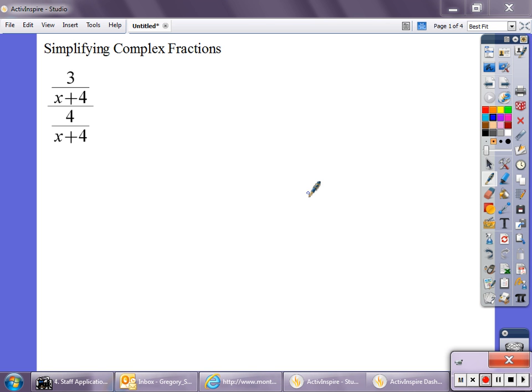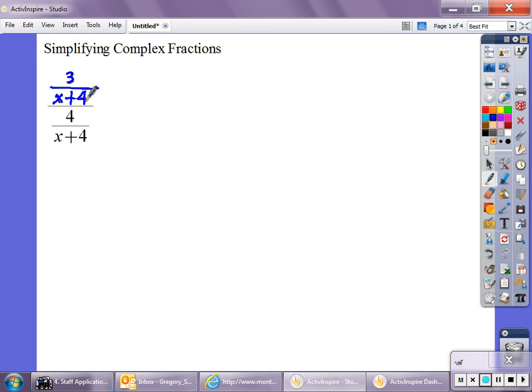Okay, so just a continuation of our lesson from earlier today. We have to simplify complex fractions. Now before we do that, and I'm sorry, a complex fraction is just a fraction inside of another fraction. What we're going to do is use a couple different colors here just as a reference. We have 3 over x plus 4.